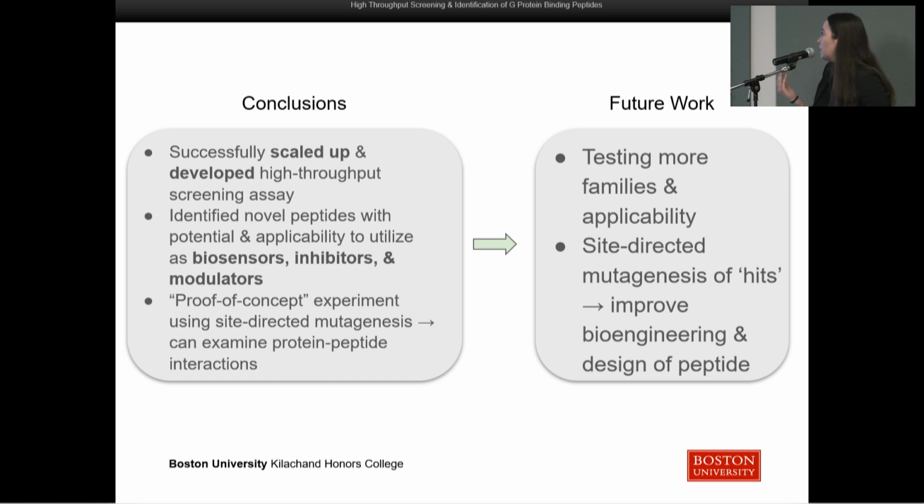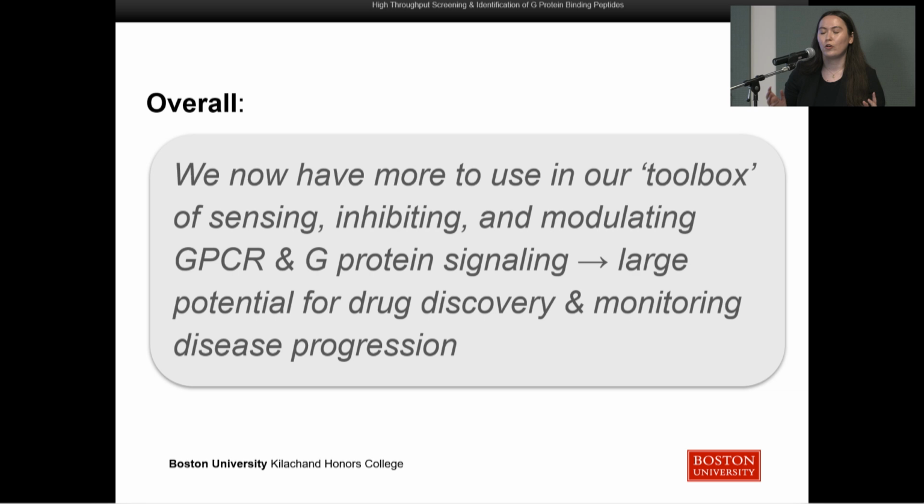For future work, we can look at testing more families and applying more of these peptides in useful ways, as well as also doing the site-directed mutagenesis of the hits we identified to improve the potential bioengineering and design of a peptide that binds exactly how we'd like. Overall, we now have more to use in our toolbox of sensing, inhibiting, and modulating GPCR and G protein signaling, which has large potential for drug discovery and monitoring disease progression.